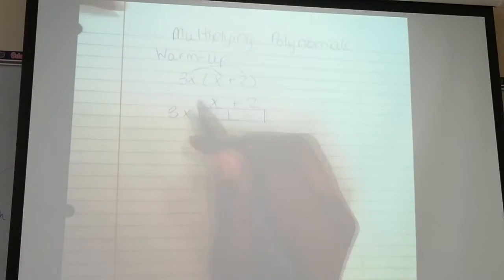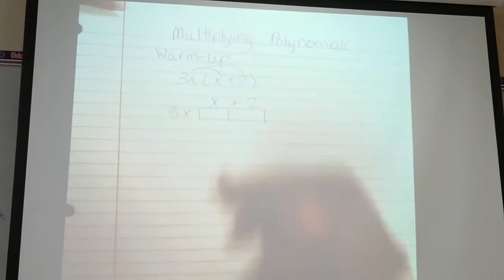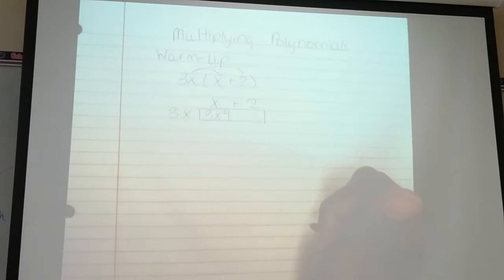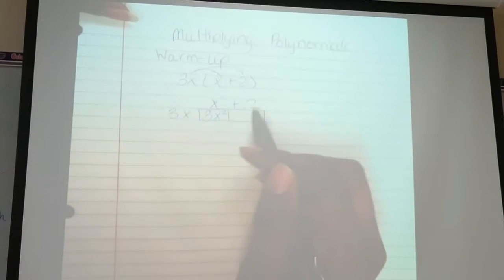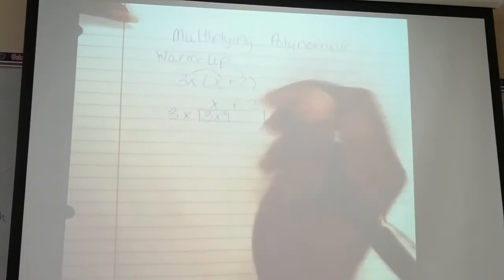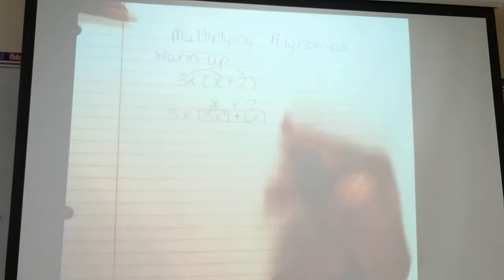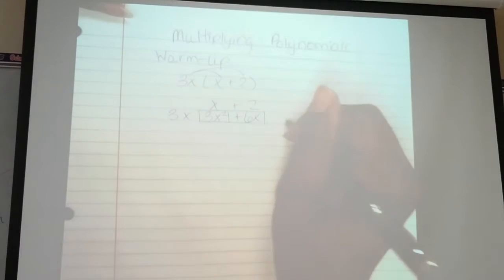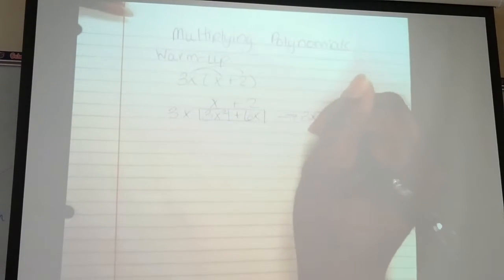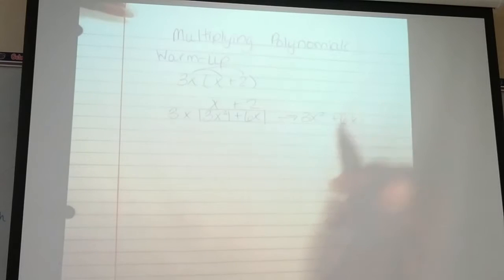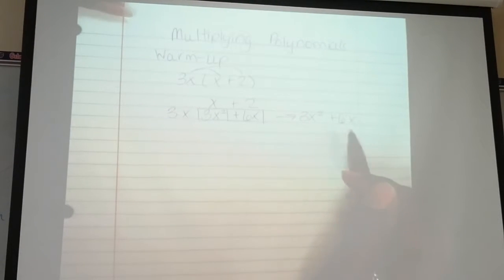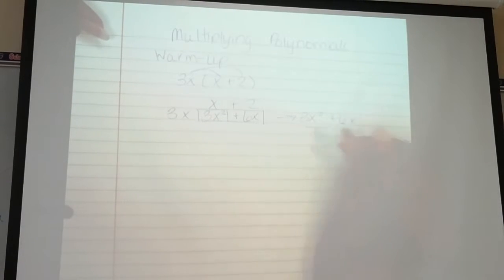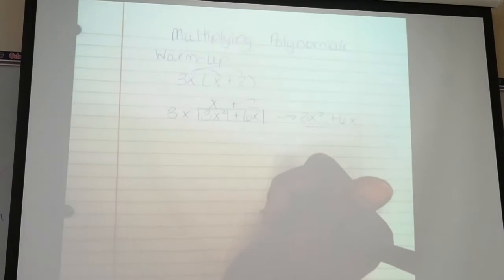So this will be 3x times x, which is 3x squared. 3x times 2 is a positive 6x. Bring over what you have written inside of the boxes. That's your final answer. Let's try another one.